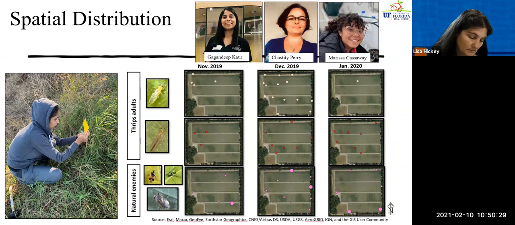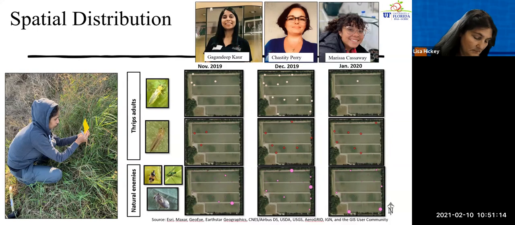So here is a picture of maps from one single field that was sampled between November 2019 to January 2020. The top layer of maps shows the chili thrips populations. The middle maps show Western flower thrips populations. And the lowest layer of maps shows the natural enemy populations. From this map, we were able to conclude that the natural enemies were present in and around the fields at all times during November, December, and January, irrespective of the chili thrips populations.